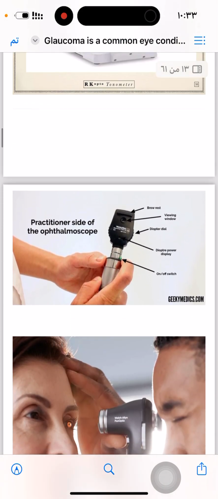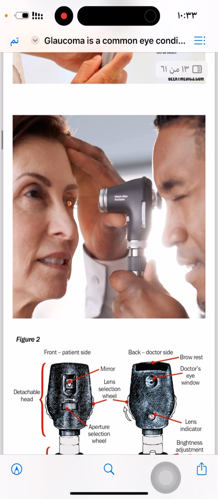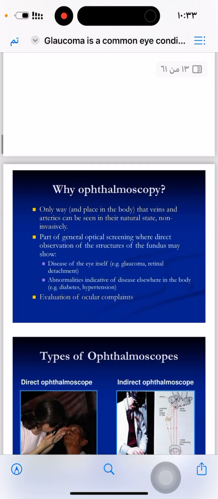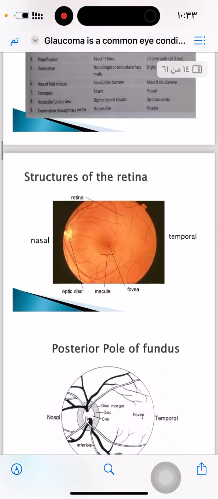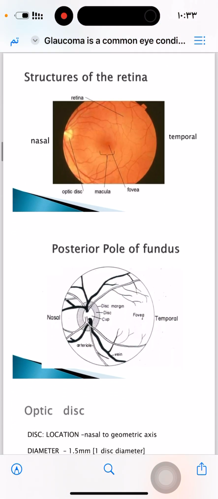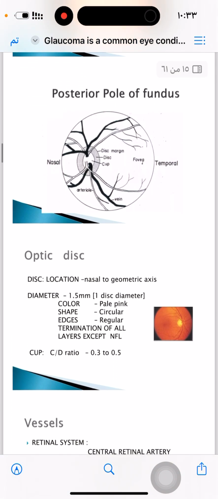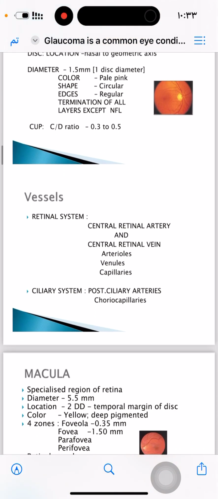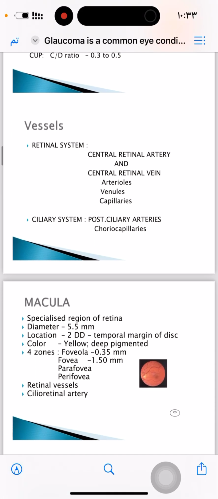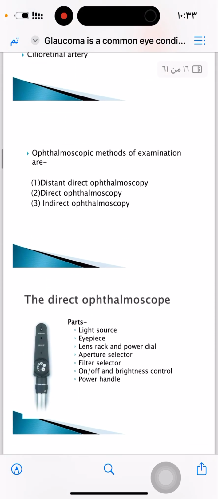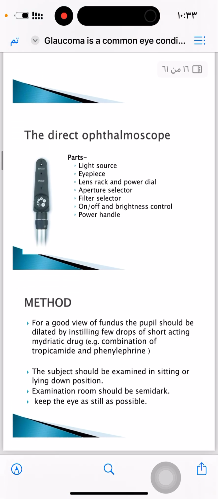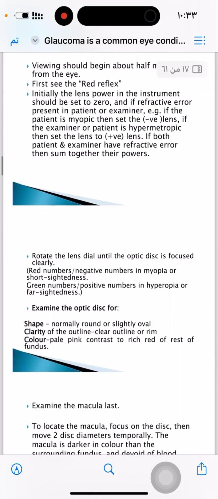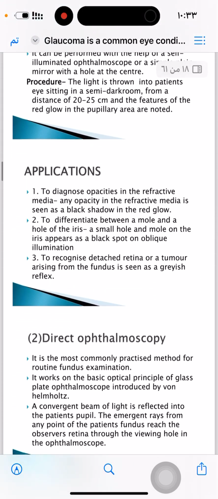Another device is named the ophthalmoscope. As you see, it is used. Ophthalmoscopes have two types, direct and indirect. Both have some advantages and disadvantages. As you see, the structure of the retina and posterior pole of the fundus, the optic disc, and we examine vessels and the macula by this device. Another type is distant direct ophthalmoscopy. This part is the method, the position and how to use it, and the applications.